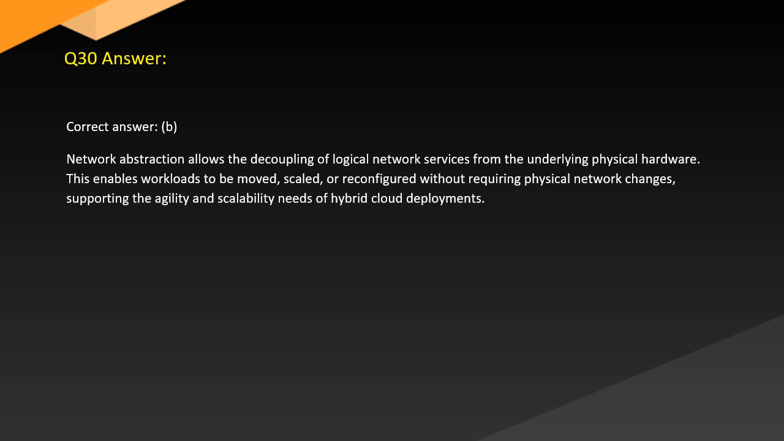Answer. Correct answer. B. Network abstraction allows the decoupling of logical network services from the underlying physical hardware. This enables workloads to be moved, scaled, or reconfigured without requiring physical network changes, supporting the agility and scalability needs of hybrid cloud deployments.